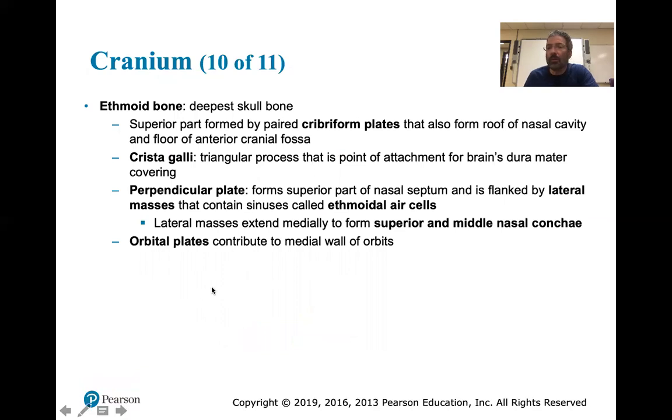Ethmoid, and we've probably all heard of ethmoid sinuses, or if you haven't, you have now. The superior part is formed by the pair of cruciform plates that also form the roof of the nasal cavity and the floor of the anterior cranial fossa. So what are they saying here? Just think, here's the nose, so it's going to be somewhere in this area.